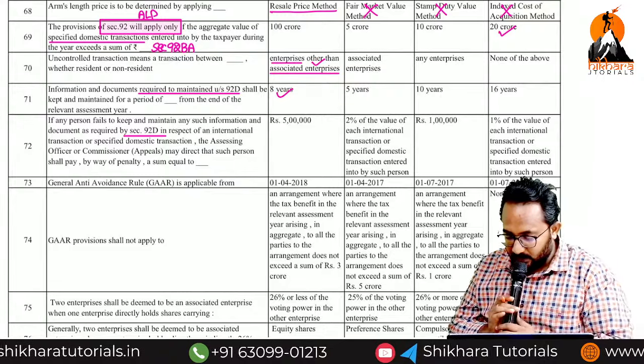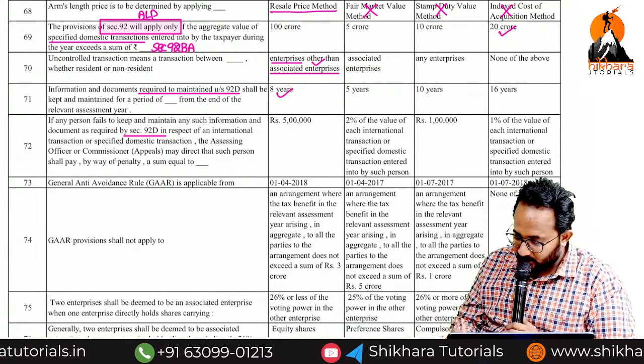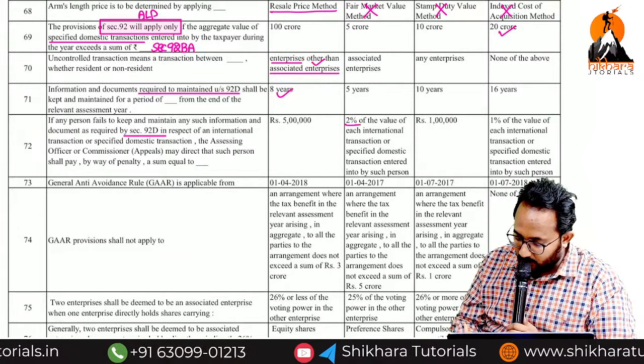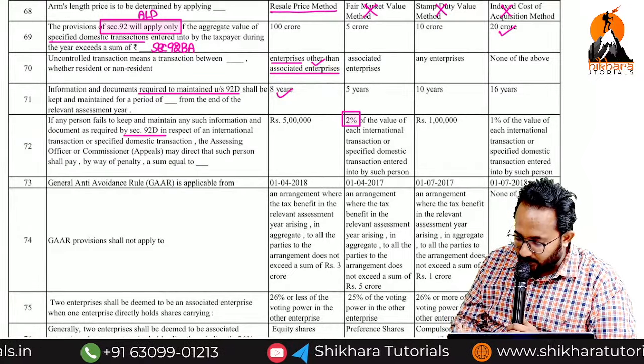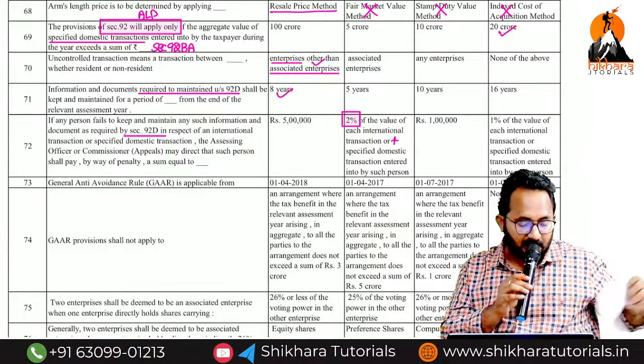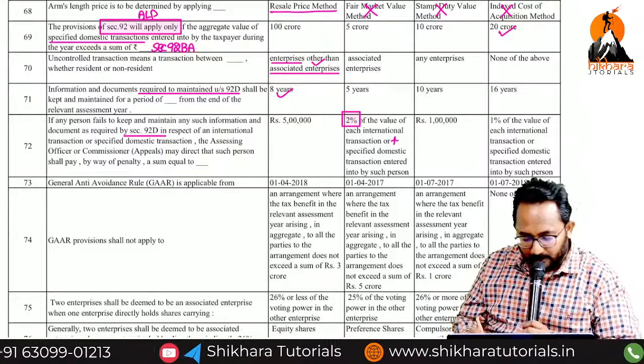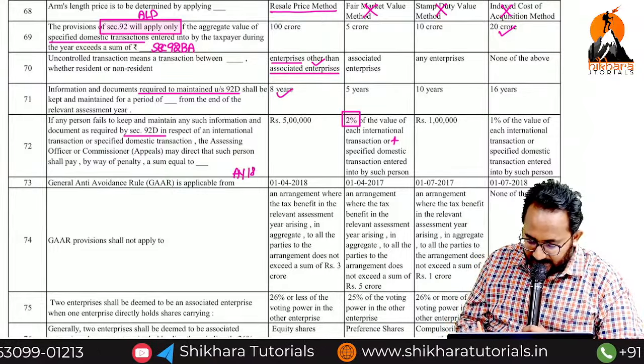Can you tell me here? These two options are similar. You have to select, ma'am? You have to select 2% of the value of the international transaction plus specified domestic transactions, that is the only penalty. Next, GAAR provisions are applicable from assessment year 18-19, ma'am.